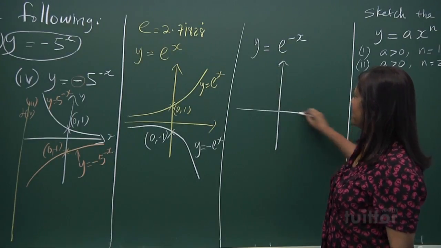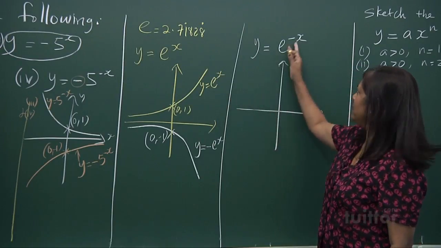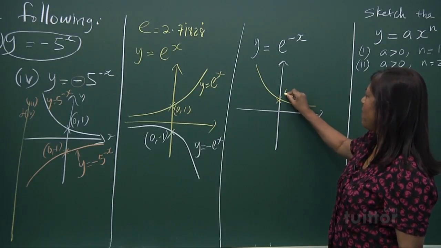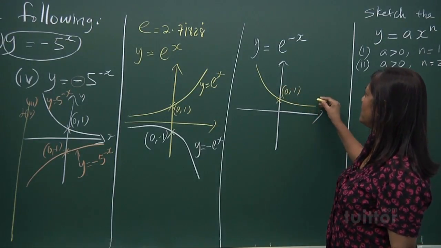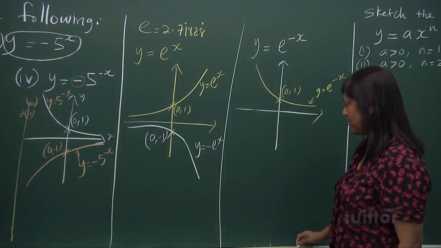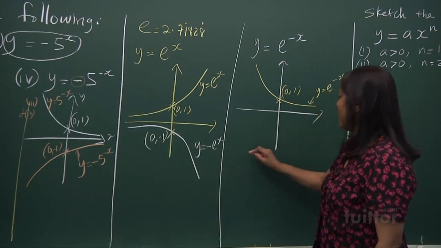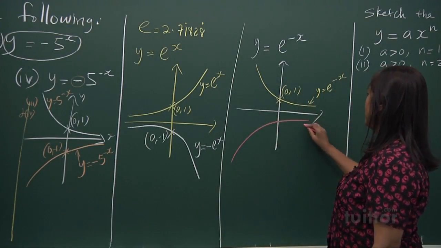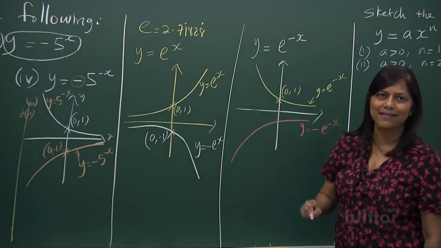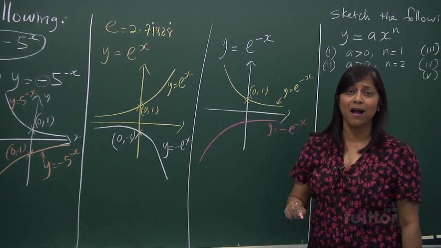Got it? Minus x. Alright, the minus values of x. Minus and minus gives you positive. That's the shape of the graph. At this point, x is 0, y is 1. y equals e to the power minus x. And if I want a negative, if I have this shape, the name of this graph is y equals minus e to the power minus x. Alright, have no fear. It's not really that tough.